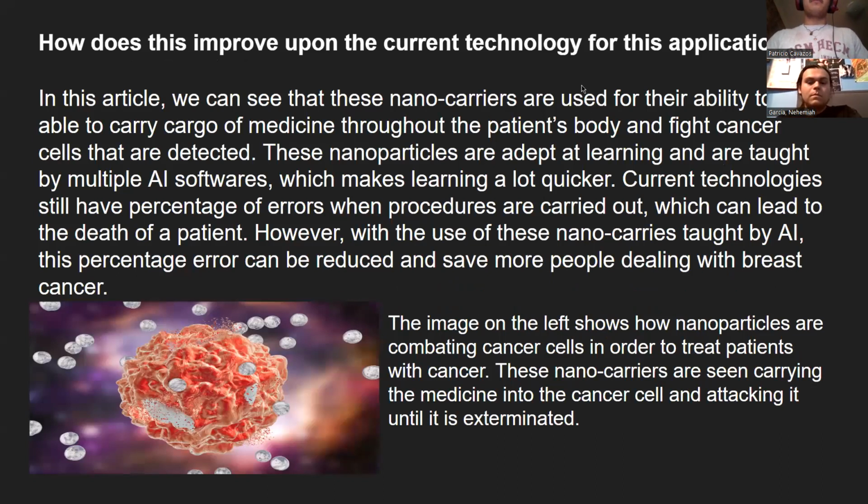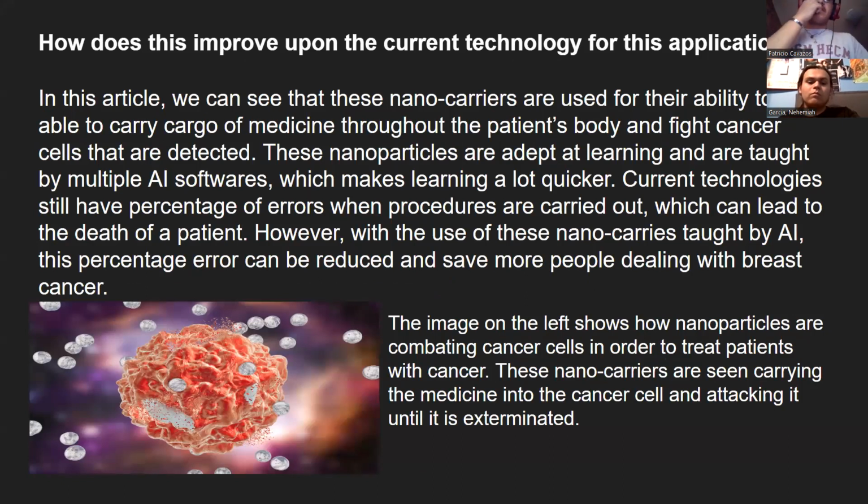So how can we improve this in the future? We know that using these nanocarriers to combat cancer cells is very useful. However, we know that this isn't going to be cheap. So in the future, we can try to make the nanocarriers with less expensive material, or we can use much more accurate AI softwares to teach these nanocarriers the detection of cancer cells and also the delivery of these drugs.